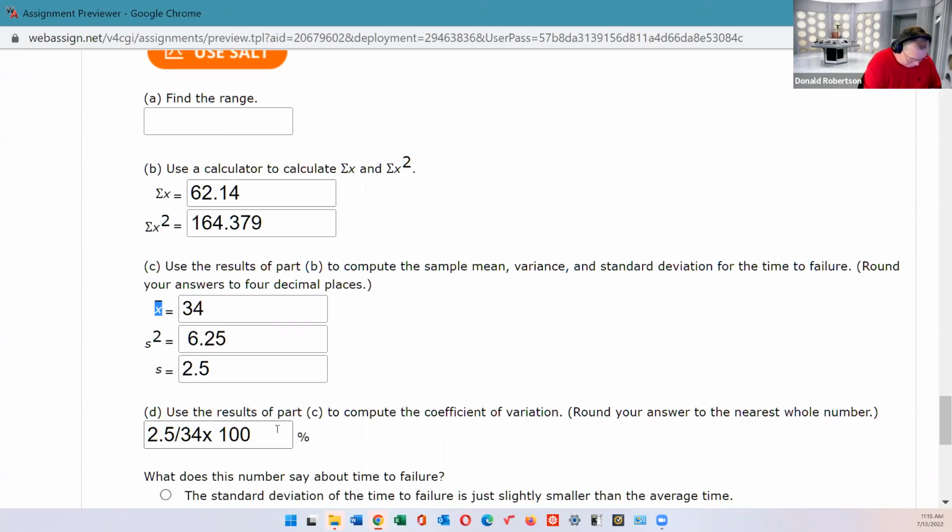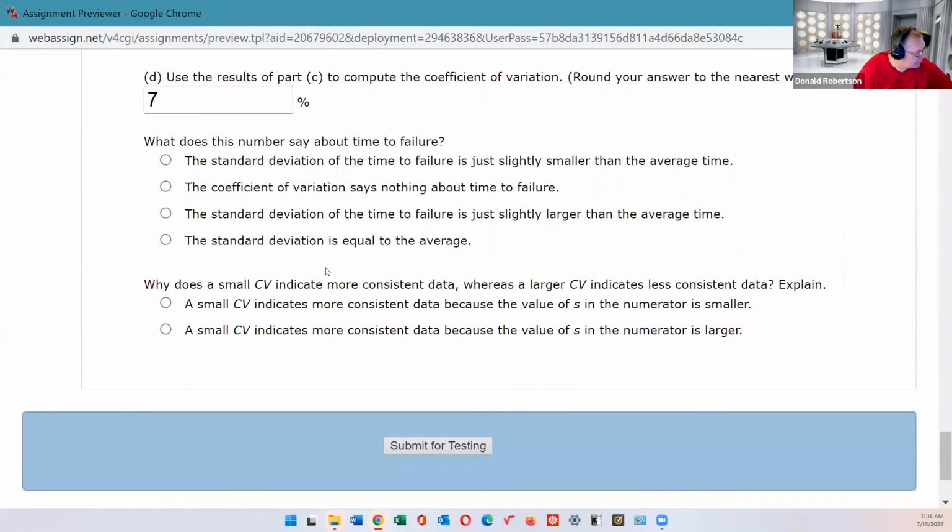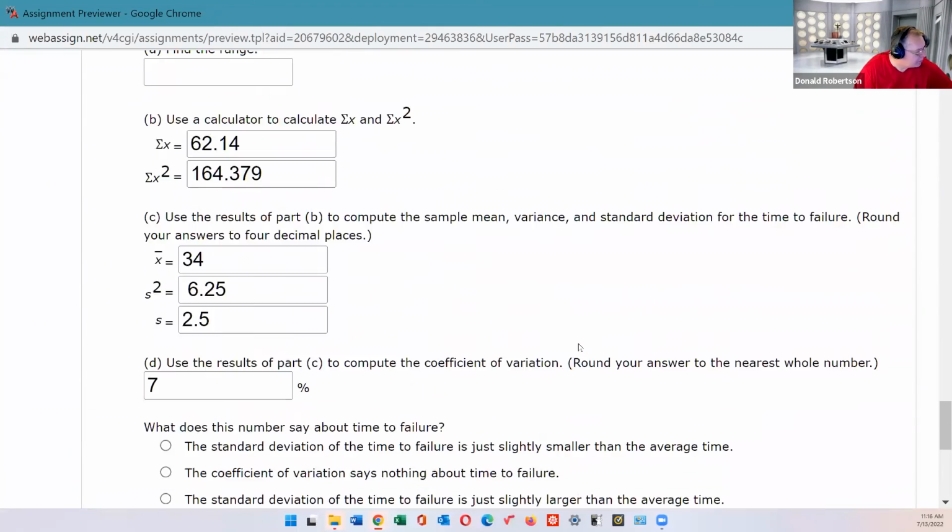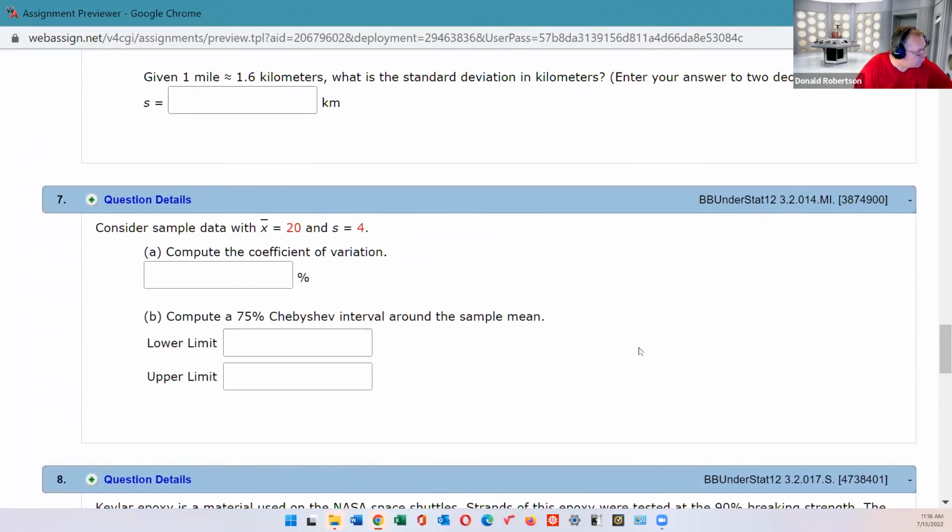So I'll do a quick one on that. 2.5 divided by 34 times 100, and to the nearest whole number, if those numbers above were correct, that would be a 7% coefficient of variation. And some questions about what you get and what you don't get.